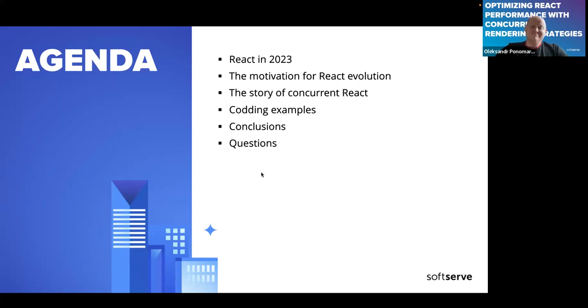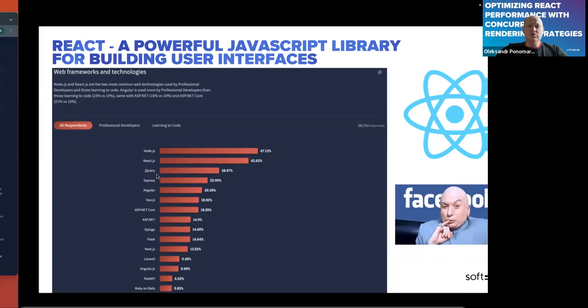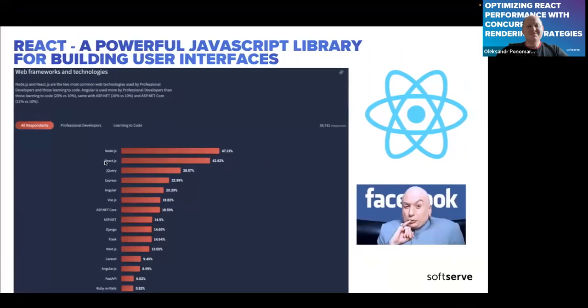So let's move to the next slide. Okay, what is React? React is a powerful JavaScript library for building user interfaces. And the first question, how big is it? How famous is it? Let's go to the yearly survey of our favorite site, Stack Overflow. The last survey is 2022. According to this survey, React takes almost a leading place among other web frameworks and technologies. Previously in 2021, it was in first place, but now Node.js is leading. And the creators of React, the corporation of evil, it's Facebook.